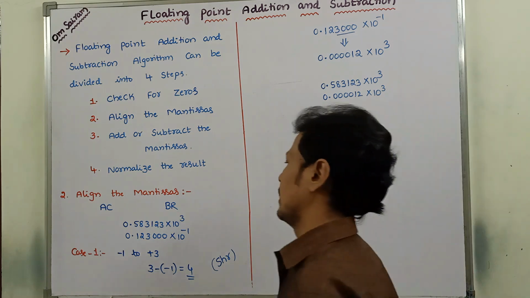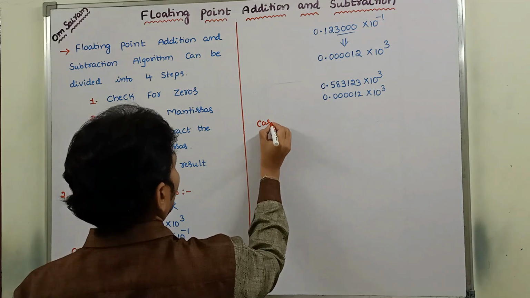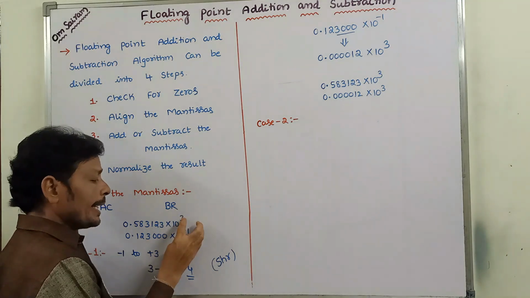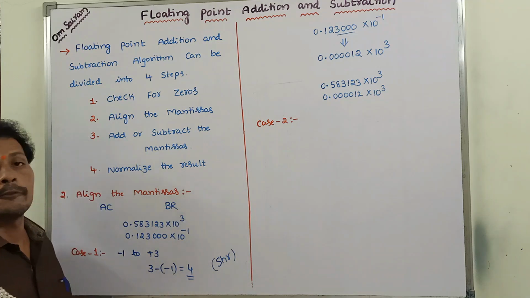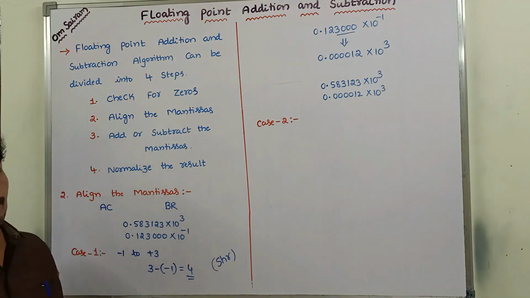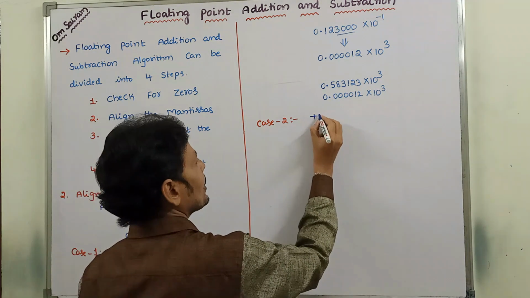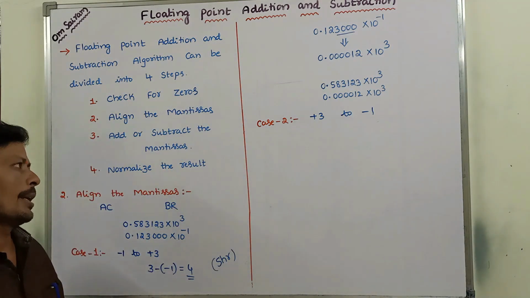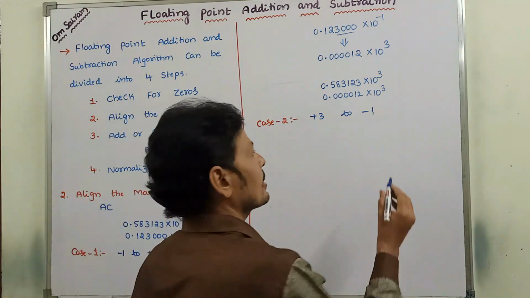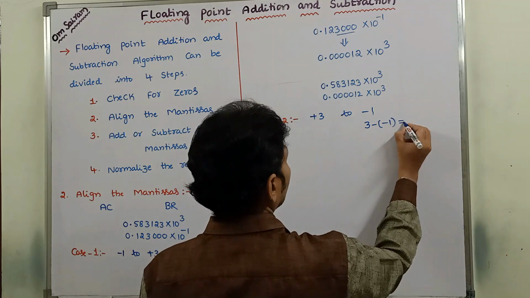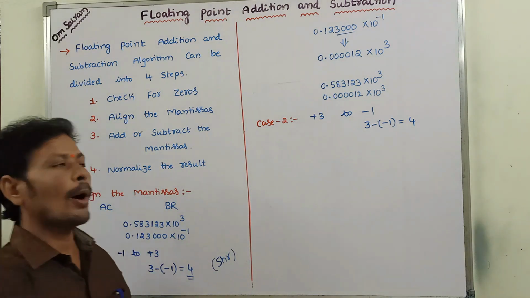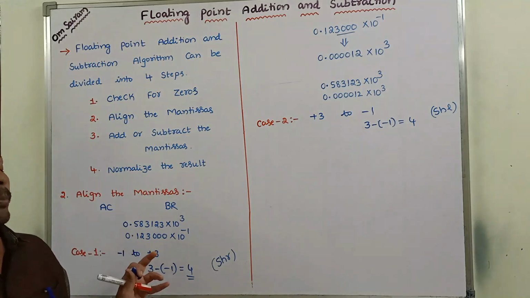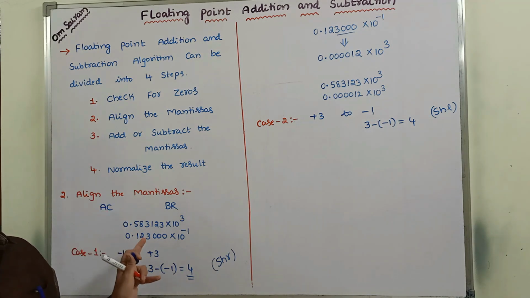Next, now we can go for case 2. So what is case 2? Case 2 is that we are decrementing the exponent value of the first floating point number from plus 3 to minus 1. Plus 3 to minus 1 is nothing but 3 minus of minus 1. That is 4 positions we have to perform shift left operation on the mantissa of the first floating point number.